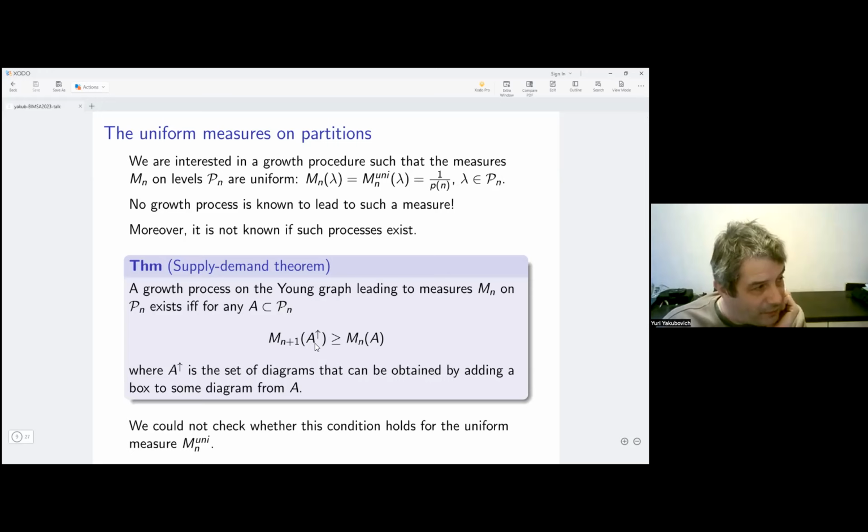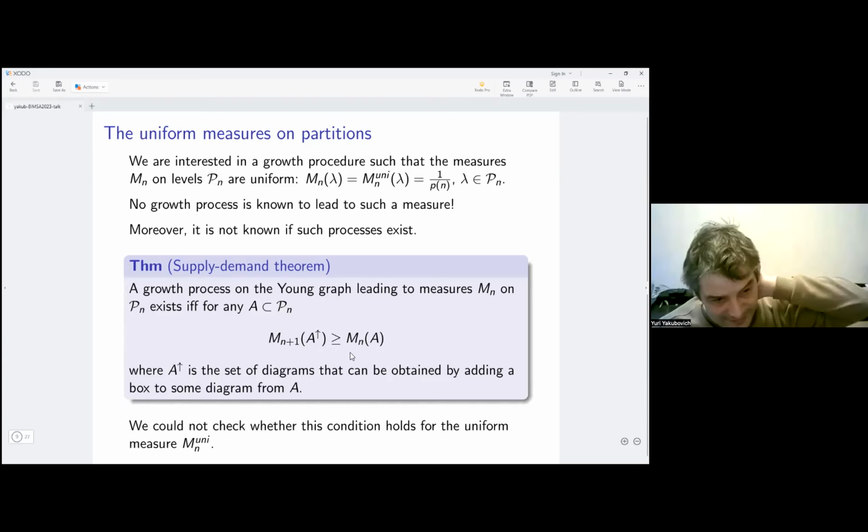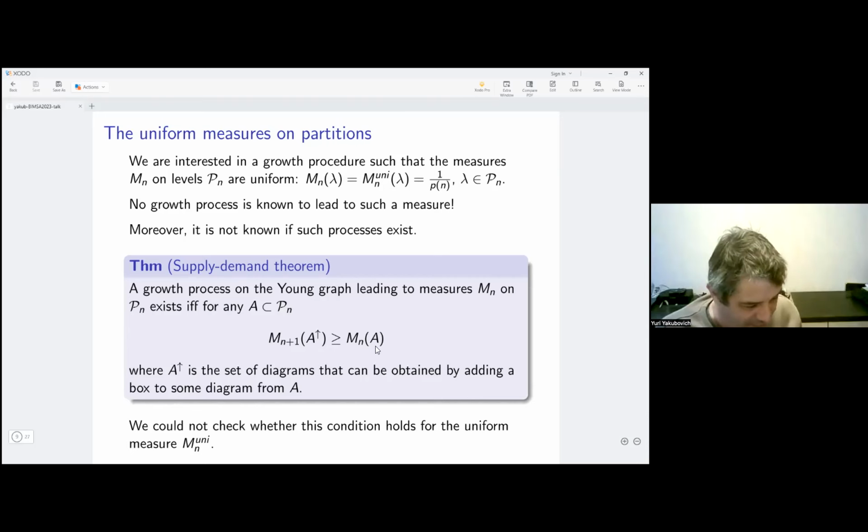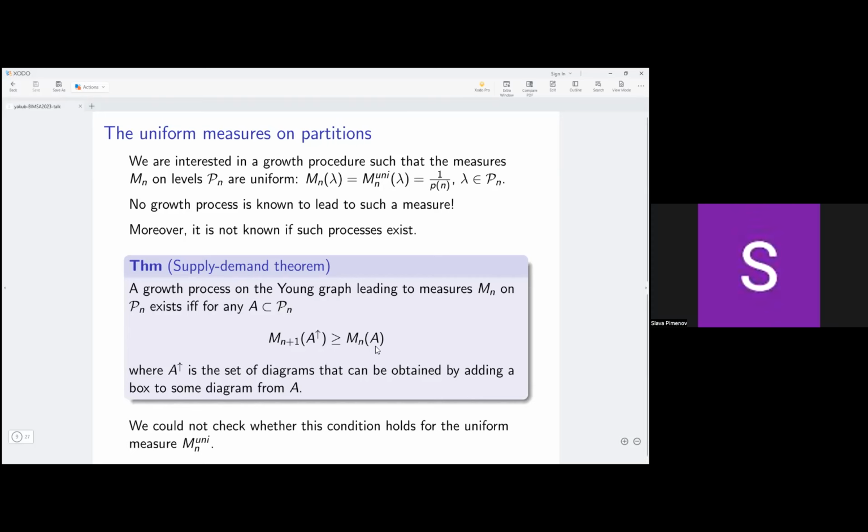But what is difficult here is that for very small sets A, you can just realize that this is true. But for relatively big sets A, maybe somehow entangled in between, it is difficult. Yes, yes, I understand the problem. Yes, thank you.